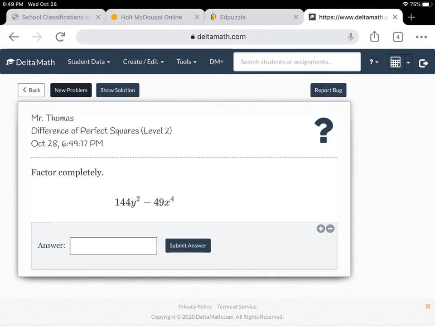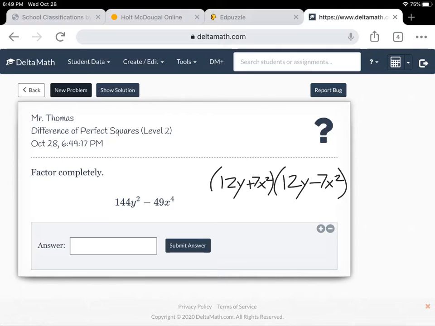Okay, so here's 144 again, so that's 12 and 12. Y squared would be y times y. 49 is a square, that is 7. X to the 4th is a square, that's x squared and x squared, one case is a positive, one case is a negative.